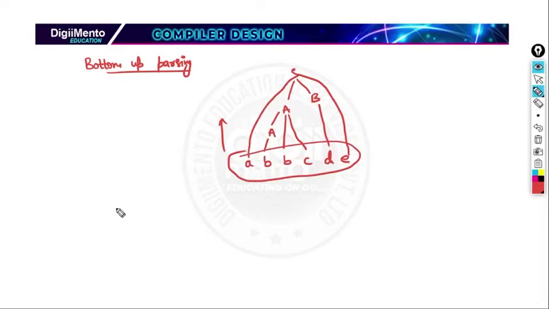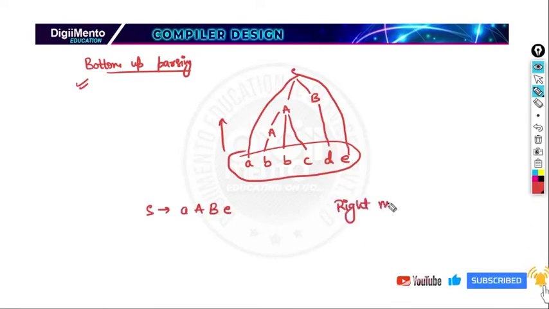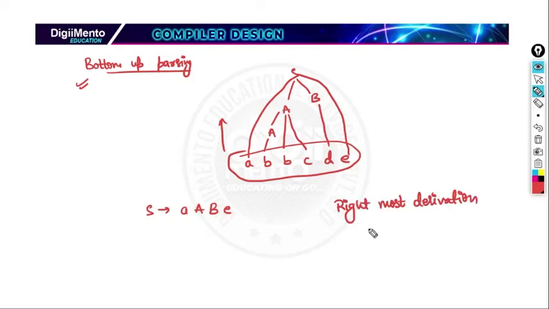So the main decision is when to reduce while parsing. We have to make a decision when to reduce while parsing in bottom-up parsing. We can also understand this in this way. Suppose we have A, B, E. So basically in bottom-up parsing, we do rightmost derivation in reverse order. So this is very, very important. In bottom-up parsing, we do rightmost derivation in reverse order.